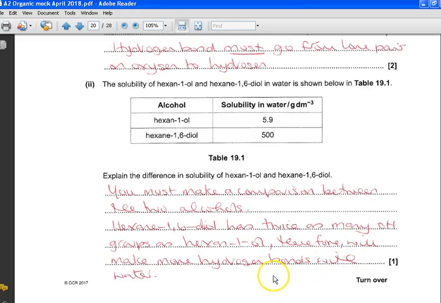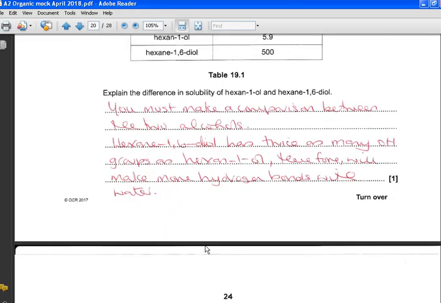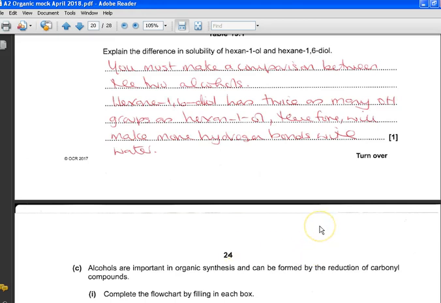And then this question, this one has obviously got 2 OH groups, and this has only got 1 OH group, so it's going to make more hydrogen bonds, therefore it will be more soluble in water. Crucial thing is that you have to make a sort of comparative statement. You know, that hexane-1,6-diol has got twice as many OH groups as hexan-1-ol. That's why it's more soluble.